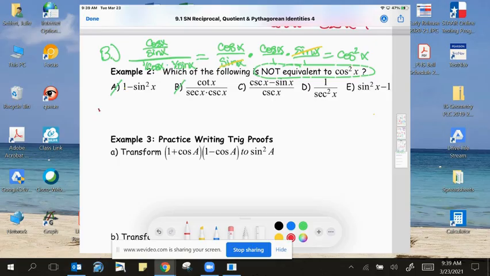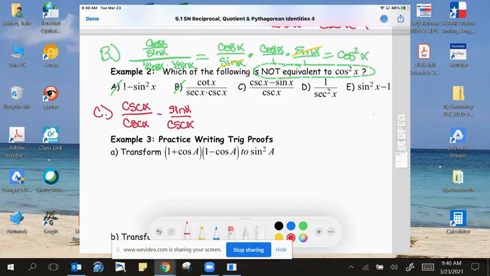In answer C, we have a subtraction in that numerator, cosecant x minus sine x, all over cosecant x. We can't divide out the cosecant x's here because of that minus sign. So we have cosecant x over cosecant x minus sine x over cosecant x. We're splitting that into 2 fractions, both pieces divided by cosecant x.